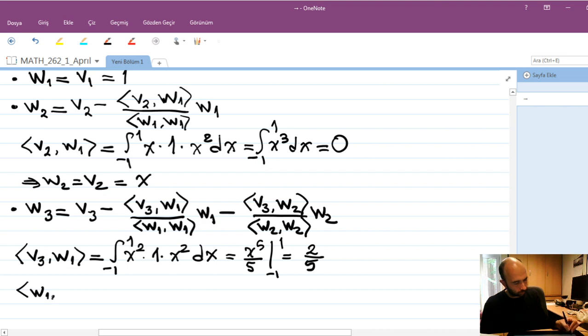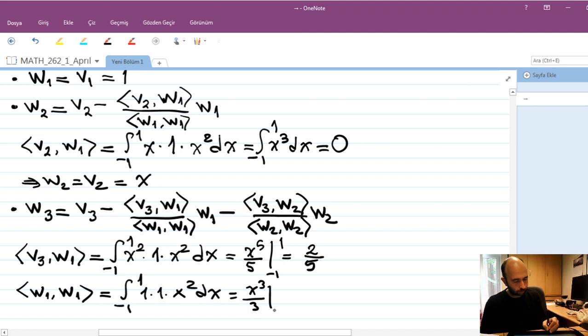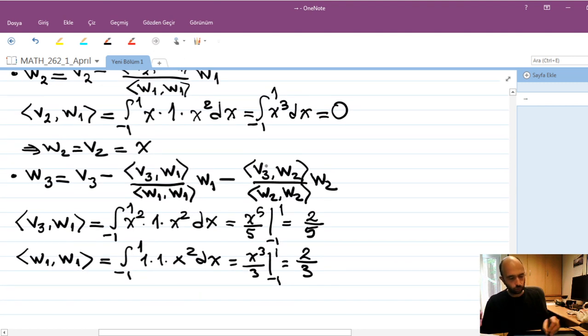<w1, w1> should also be computed. It's the integral from -1 up to 1 of 1 times x squared dx. So this gives x cubed over 3 from -1 to 1. And this gives 2 over 3. So we got the two numbers here. Now, we should also compute the other two, this <v3, w2> and <w2, w2>, but I think this is going to give you 0, so let's check that.